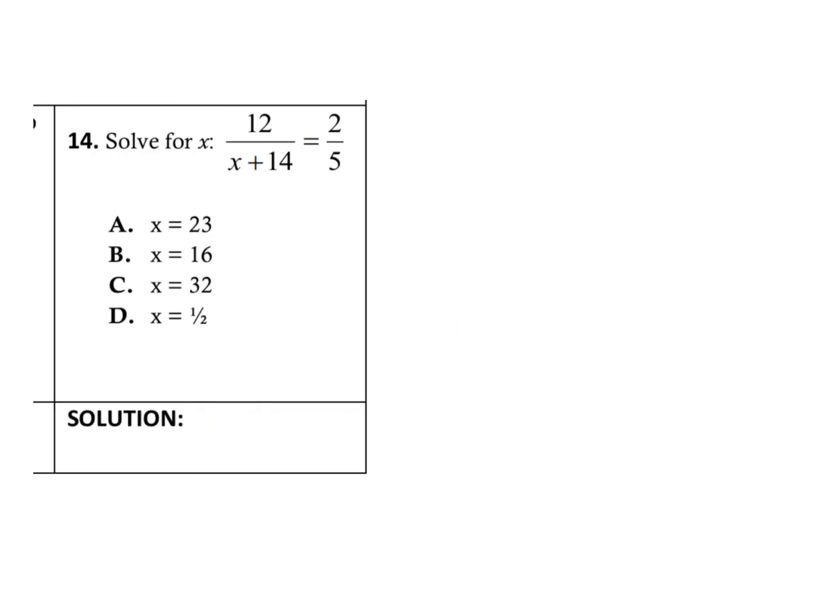All right, so number 14 gives us a proportion, or two fractions equaling each other. So anytime that we're given a proportion, I like to cross multiply to set them equal to x and solve for x. So first we're going to cross multiply and do 12 times 5, which is 60. And we're going to multiply the 2 to the x plus 14. So what we need to do is distribute that 2. So that turns into 2x. And 2 times 14 turns into 28.